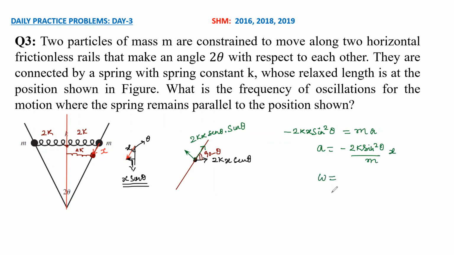So our omega is the square root of 2k by m sine square theta. The frequency of oscillation, if we really need it, will be omega by 2 pi, f. That will be 1 by 2 pi root over 2k by m into sine theta. So that will be the frequency of oscillations. I hope you have understood this.